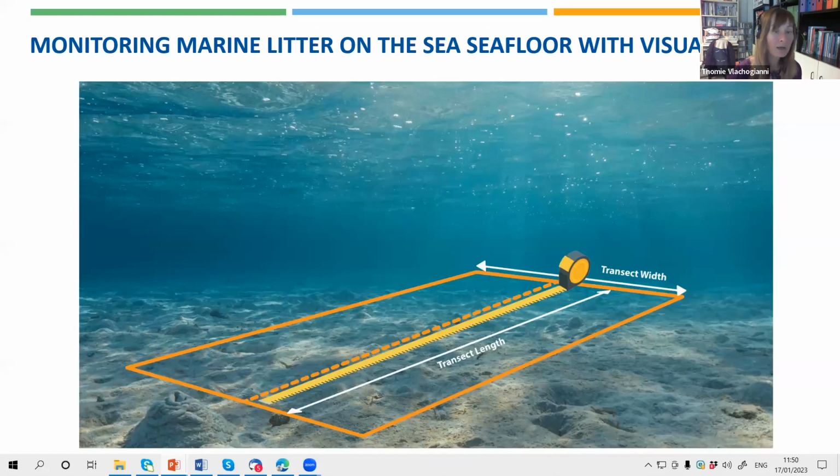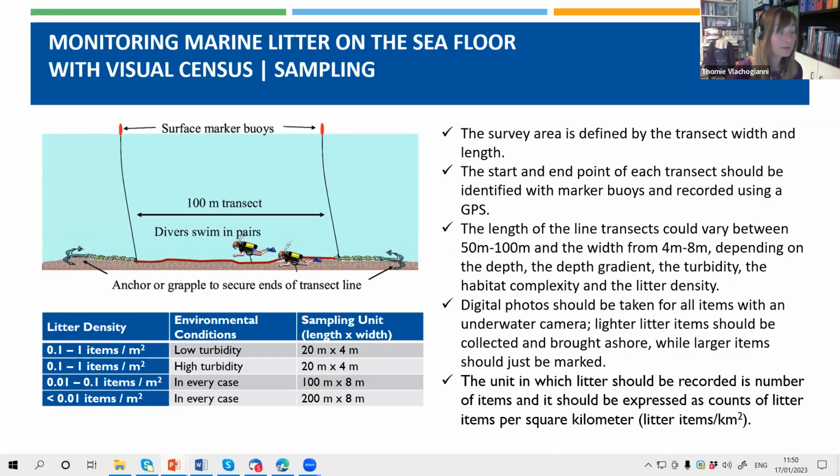So this is how a sampling unit on the seafloor looks, very similar to the one located on the beach. We have a transect width and a transect length, and depending on the environmental conditions, whether there is low or high turbidity, and also on the litter density, whether we have small or high litter densities, the sampling unit can differ, from 20 by 4 meters to 100 by 8 meters or to 200 by 8 meters.